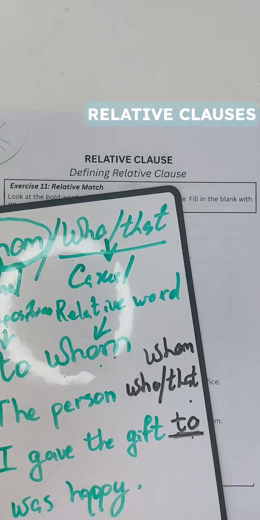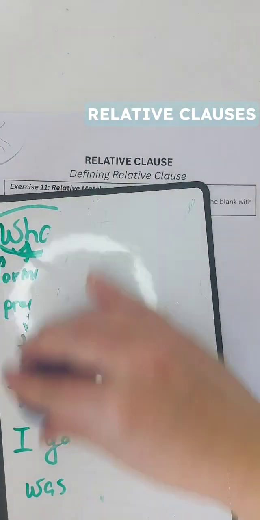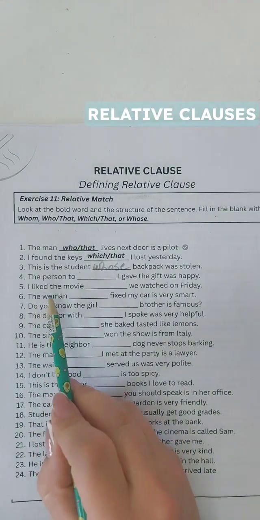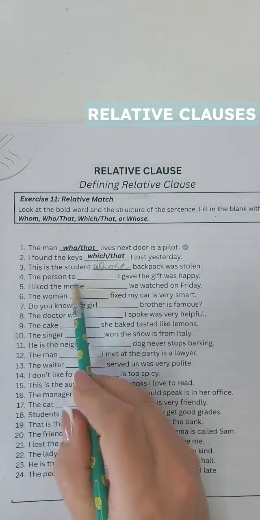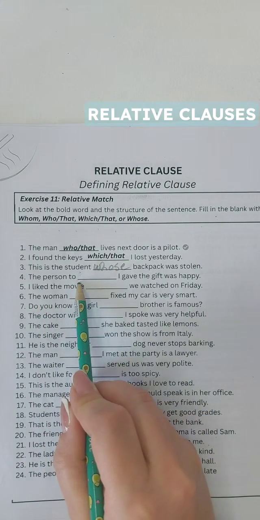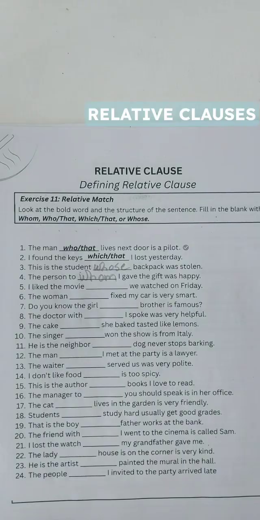Okay? Is it clear? Omar, did you understand? Okay. So, again, the person, great. The person to whom, right? I gave the gift was happy.